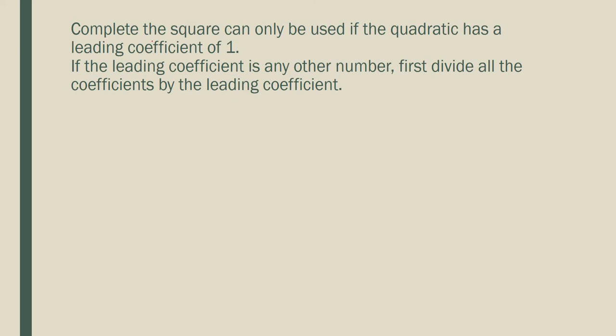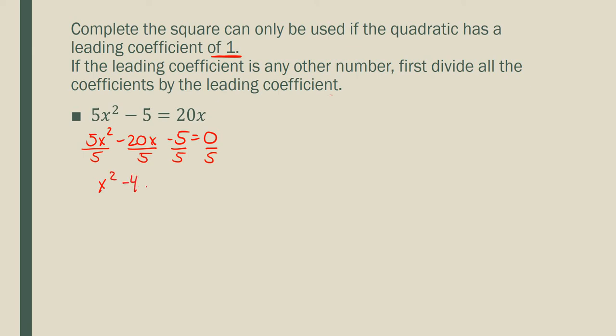All right, one more example. Complete the square can only be used if the quadratic has a leading coefficient of 1. If the leading coefficient is any other number, first divide all the coefficients by the leading coefficient. So, first of all, I'm going to put this in order. 5x squared, subtract the 20x, and that's my standard form. I'm going to divide everything by 5. X squared minus 4x minus 1 equals 0.